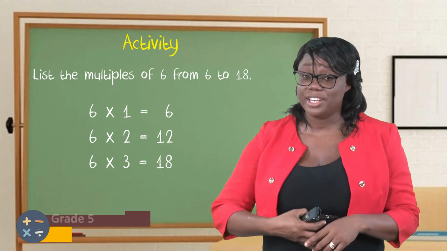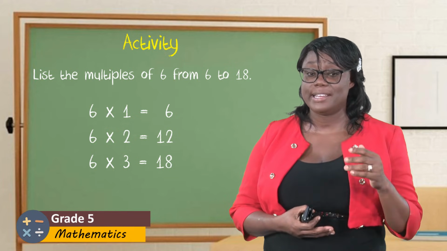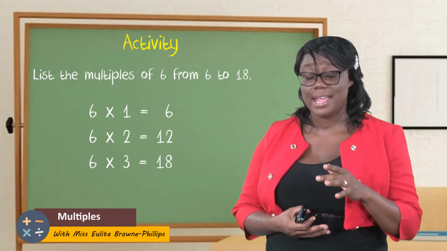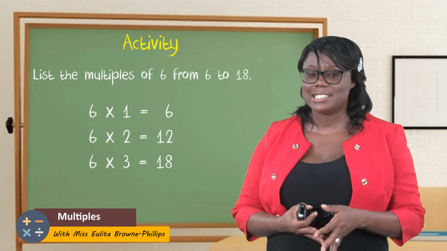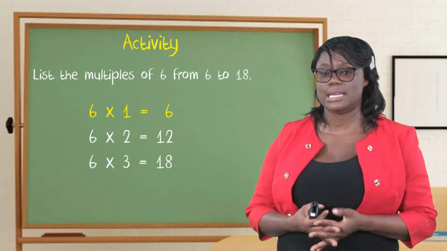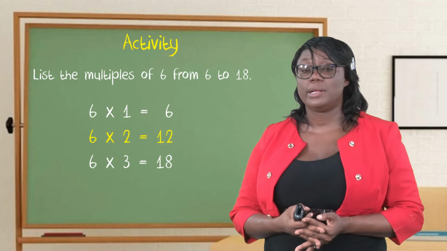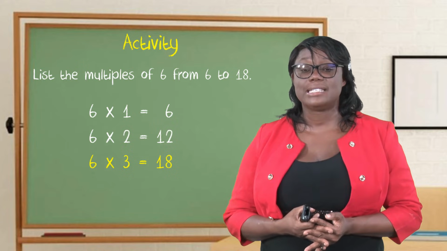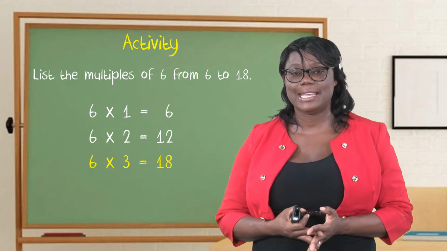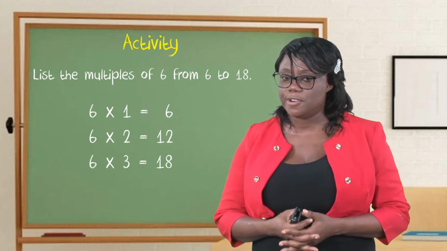You should be finished now. Did you start with the simplest one? 6 times 1? Excellent. Let's continue. 6 times 1 will give us 6. 6 times 2 will give us 12. 6 times 3 will give us 18. And 6 times 4 will give us 24.